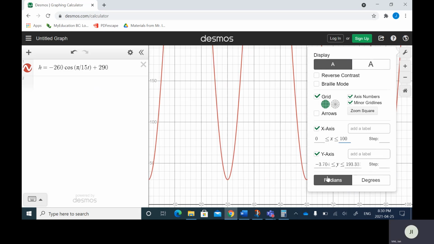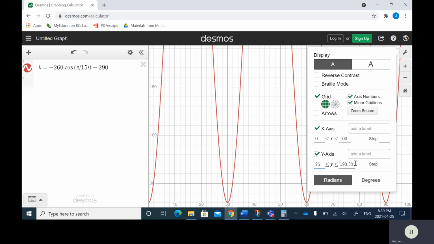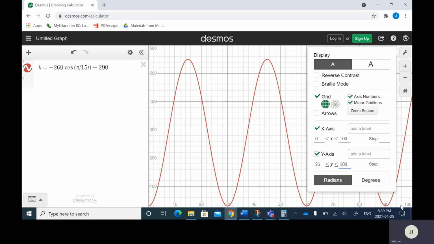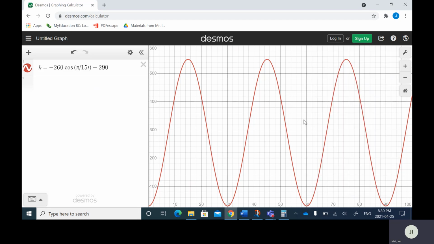Similarly for the y-axis, we know the minimum was 30 feet, so perhaps I'll put in 25 as my minimum. And the maximum height was 550, so let's just go up to 600. What this does is change the view, the window settings here. I use these values because we worked out the question, and I just want to make sure that it fits into the screen.